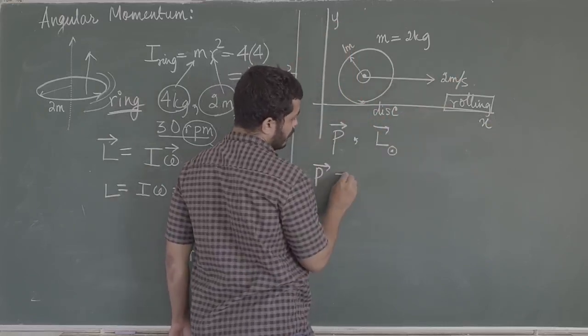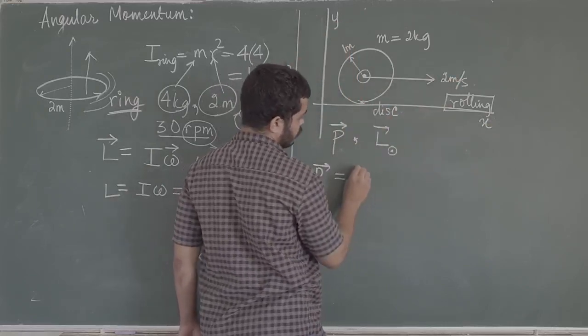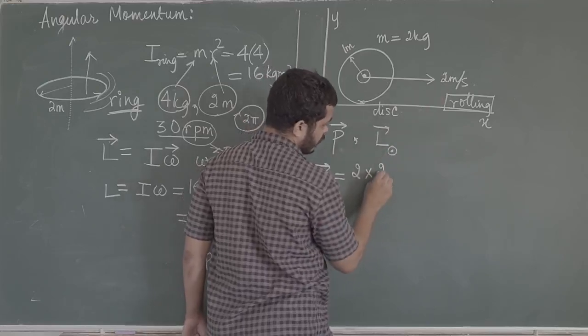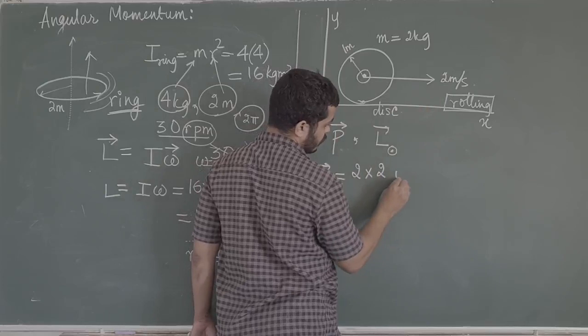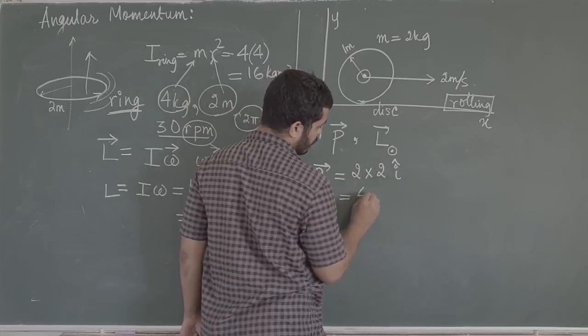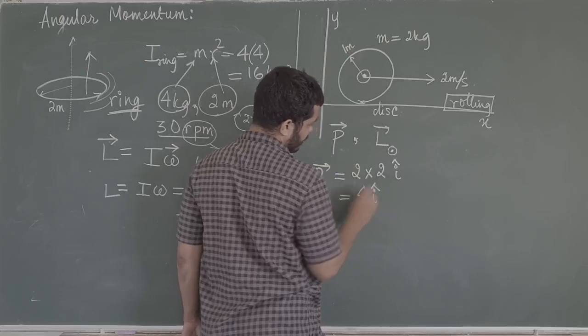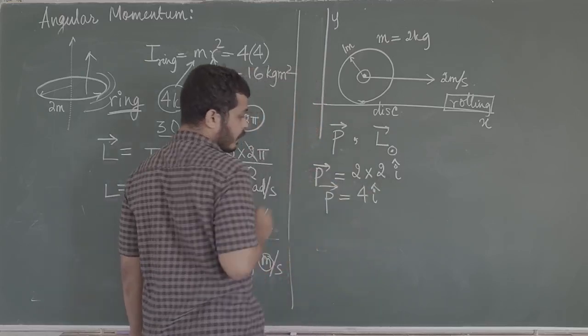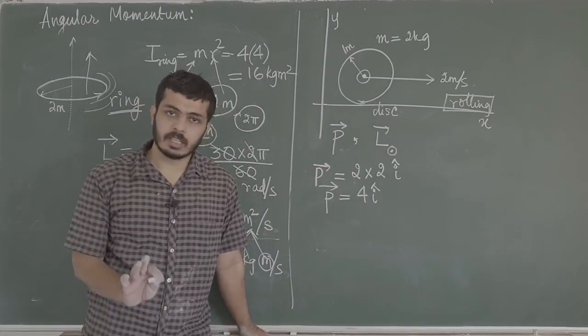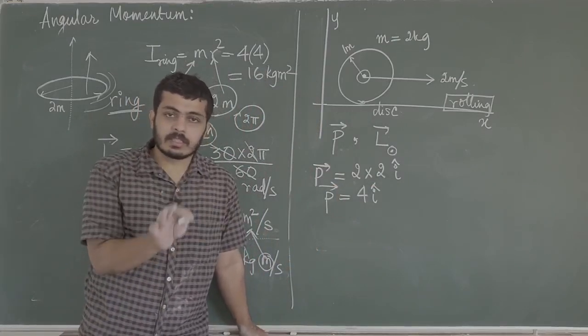So we can write P is equal to mass, mass is 2 kgs, multiplied by velocity. So the velocity is 2 meters per second in the x direction, so that is I cap. So you will write 2 into 2 is 4 I cap. Okay? So what is your momentum? Your momentum is 4 I. Understood? Now, momentum is a simple quantity.